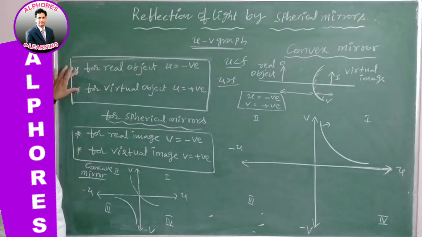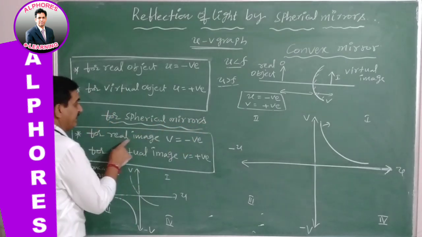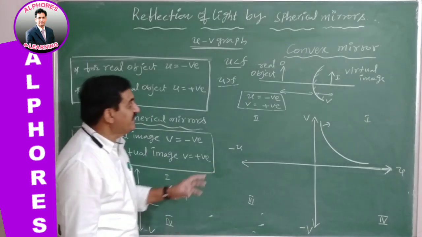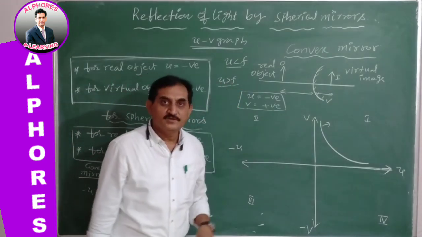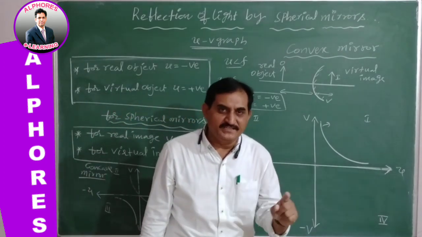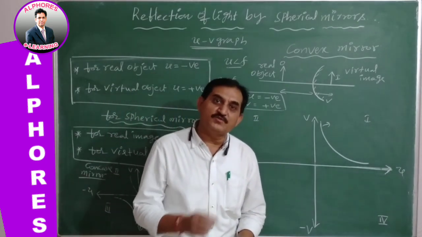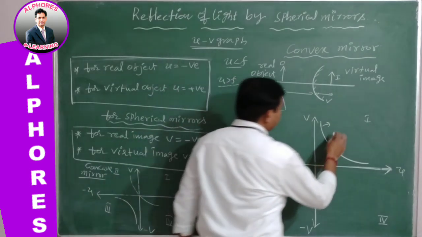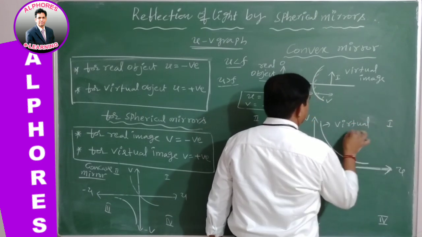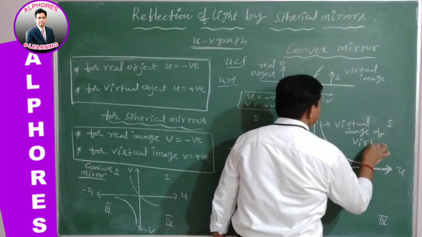So these two points are very important. These two points are also very important for spherical mirrors. Here, for a real image it is negative, for a virtual image it is positive. But here our case is u greater than f for a virtual object. So the convex mirror forms a virtual image. Virtual image of a virtual object.